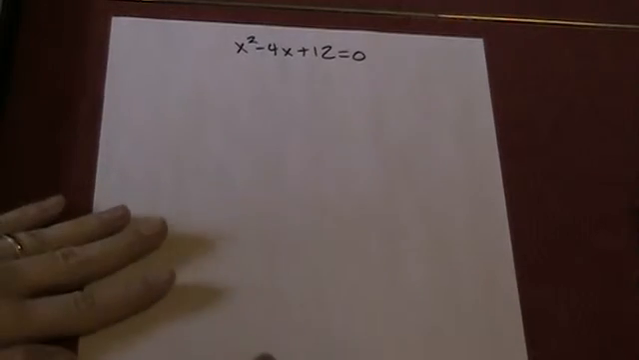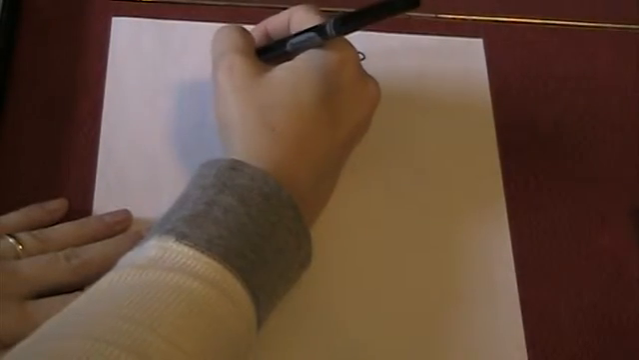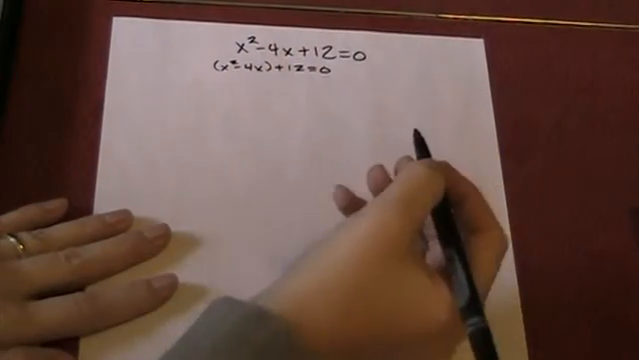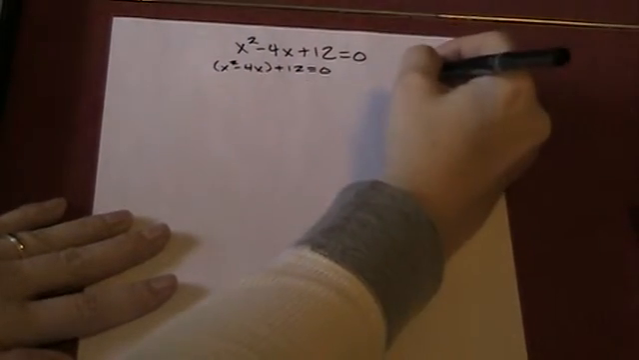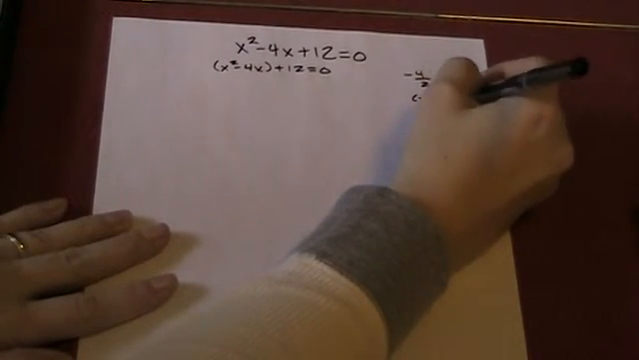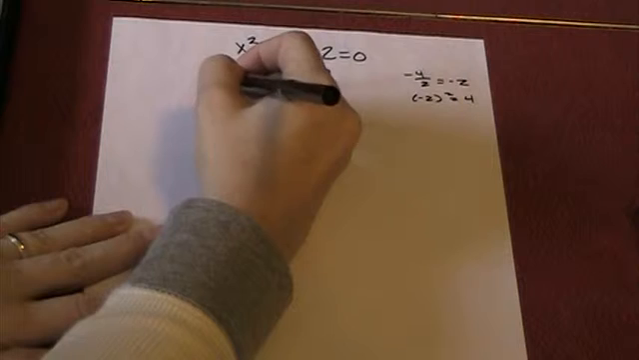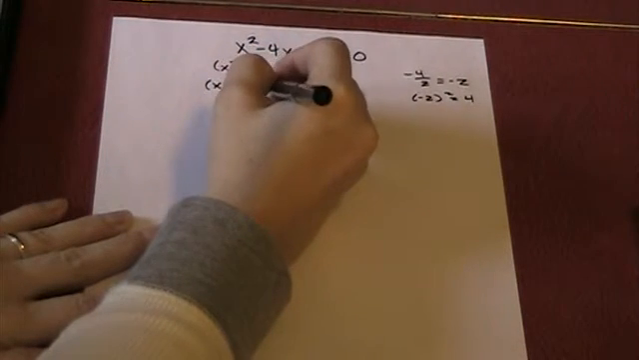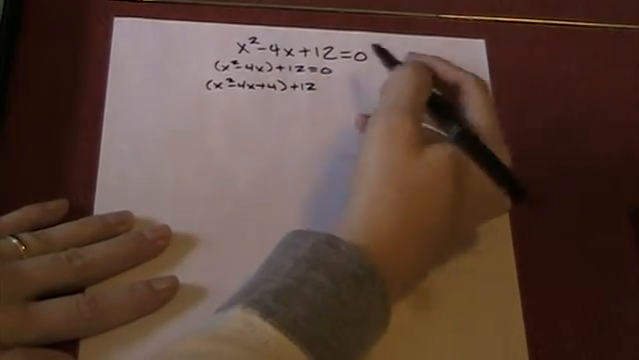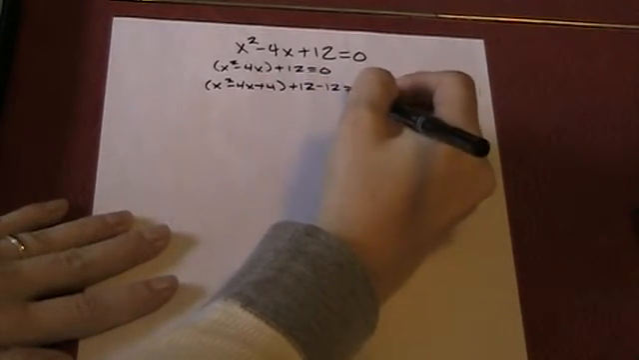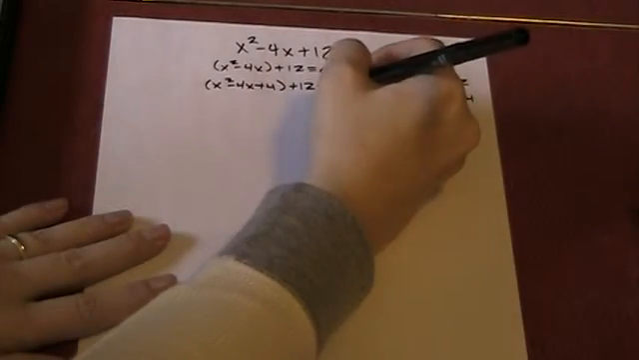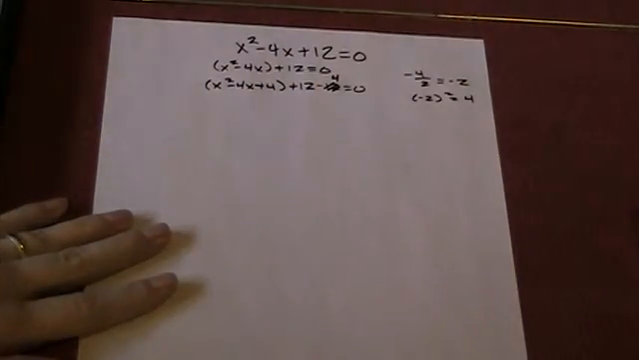We're going to group the first two terms together. We're going to divide b by 2 and square it to complete the square. And whatever I add, I also have to subtract. Or excuse me, that's not supposed to be a 12. It's supposed to be a 4.